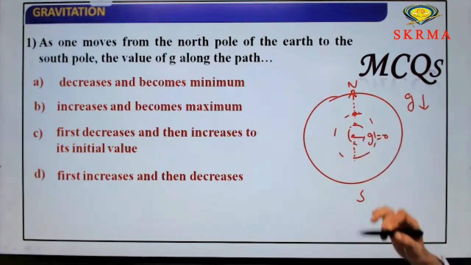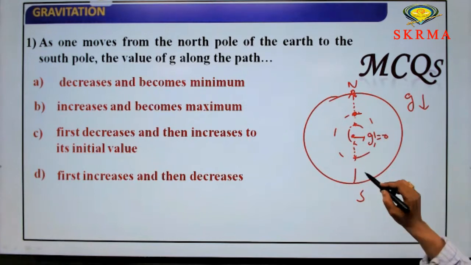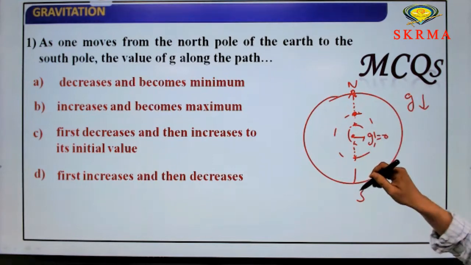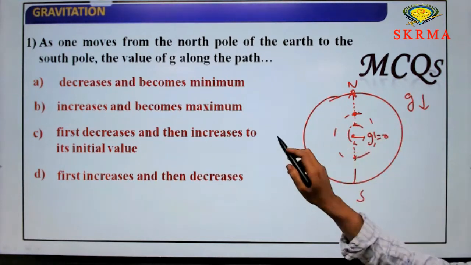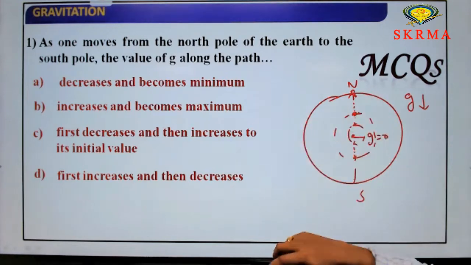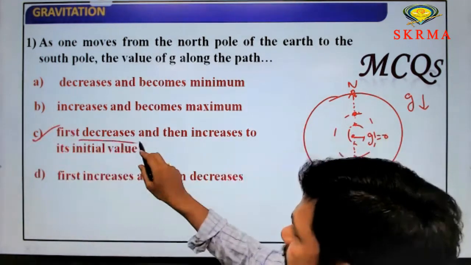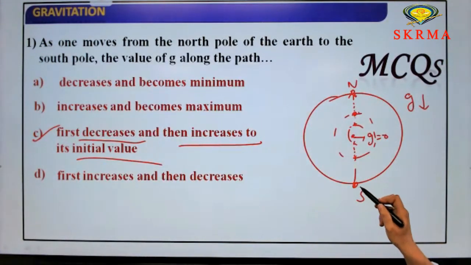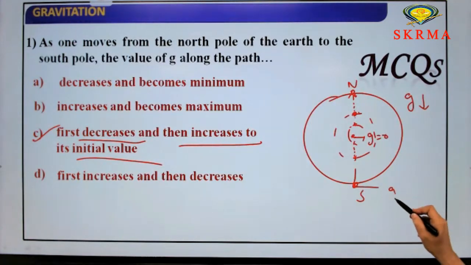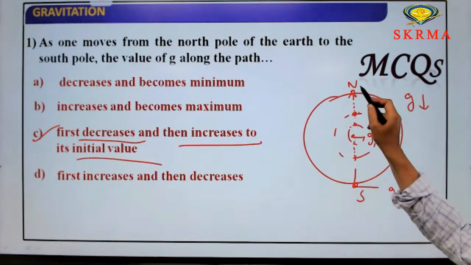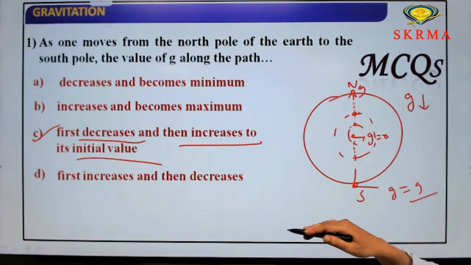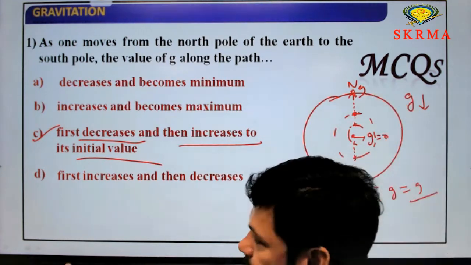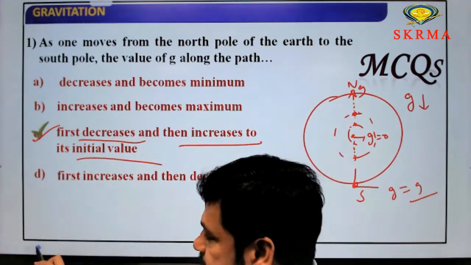increases, as the sphere volume or mass increases. Moving this way towards the center, initially it is decreasing up to the center of Earth. Later again it is increasing. It first decreases, then increases to its initial value. Whenever a person reaches the south pole, G is again equal to G, which does not change. Here also G. At the center 0. So it first decreases, later again increases, when a person moves from north to south. This is the correct option.